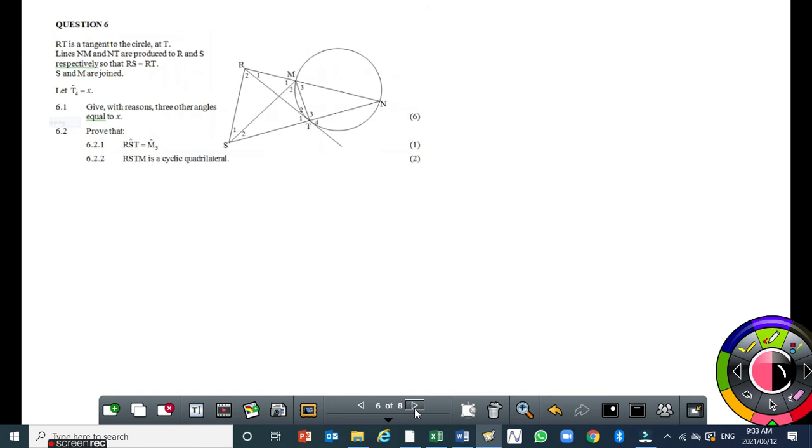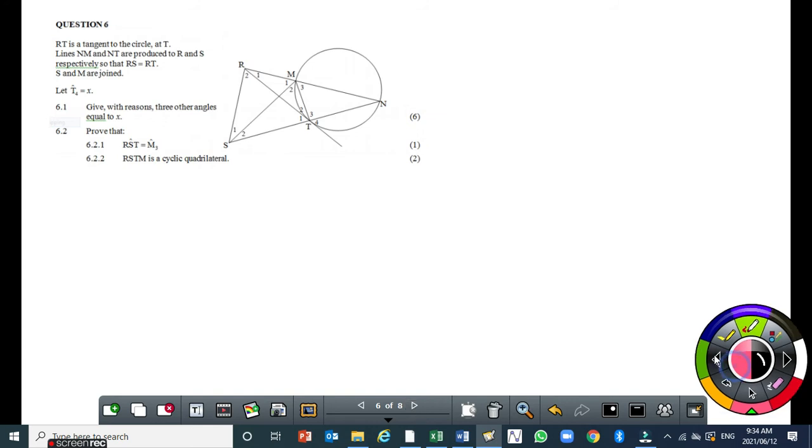Okay, let's go over this one now. When you've got a question like this where you've got a tangent, what must come into your mind? Tan chord theorem. Whenever I see a circle and there's a tangent drawn to it, tan chord theorem, right? So we have a tangent, that's RT there. We're also given that RS is equal to RT.